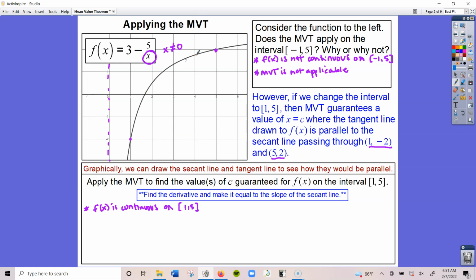How you know based on looking at a graph if it's differentiable or not: you don't see any cusp. When we see a cusp, that means that it is not differentiable at that point. Therefore, since everything is nice and smooth, we can then state that f of x is differentiable on the open interval 1 to 5. Once we have shown that these two things are true, then we can confidently say that MVT is applicable.